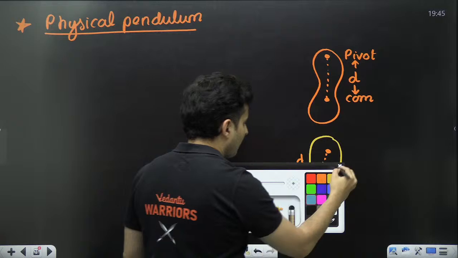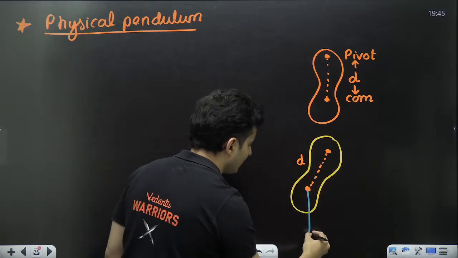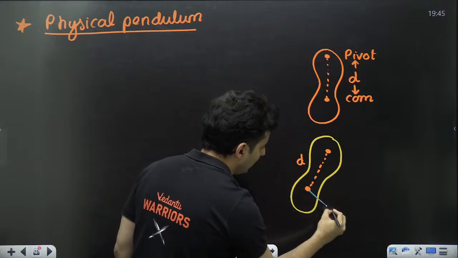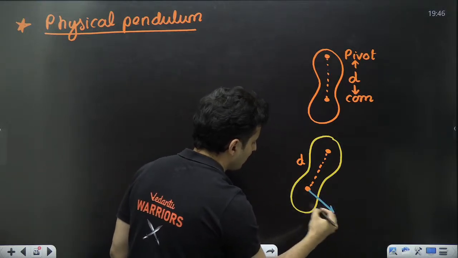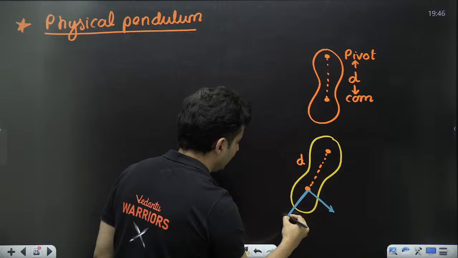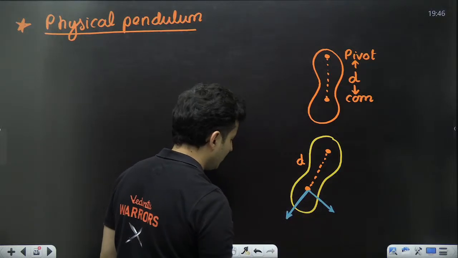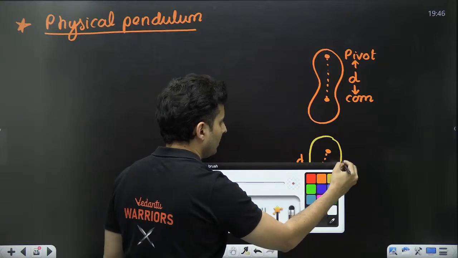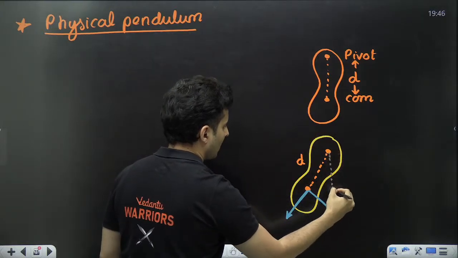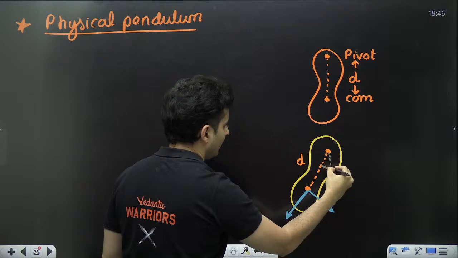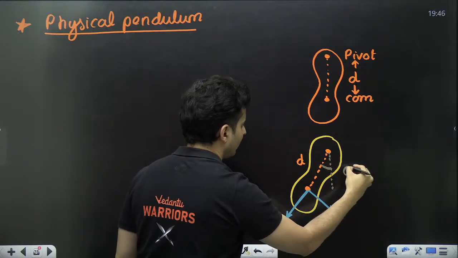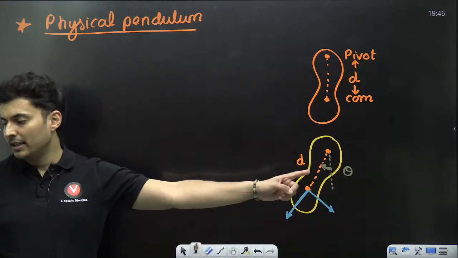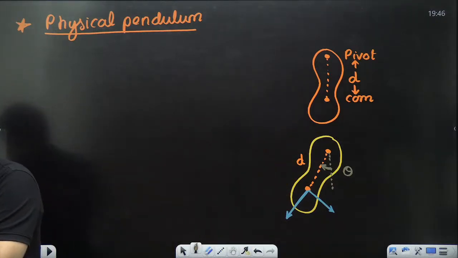So now the gravitational force which is there downwards will have two components. One component which is perpendicular, another component which is along the rod. If I have turned it by a small angle, let's say I call that angle theta. I hope you are able to see that.